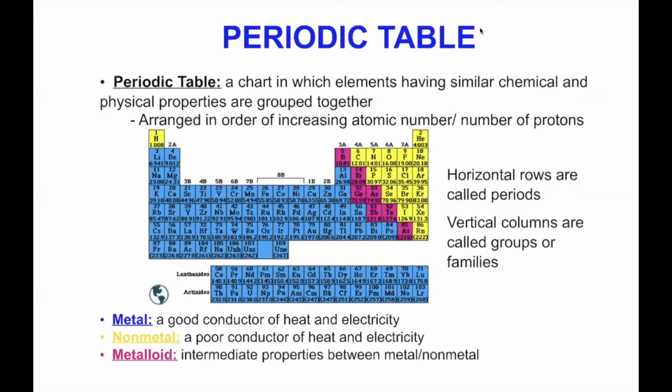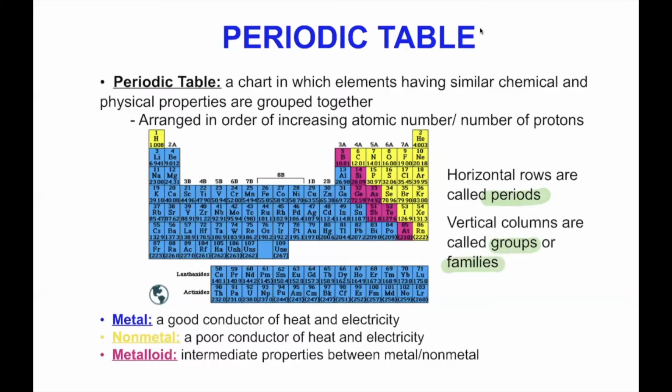Elements with very similar chemical and physical properties are grouped together, and they're arranged completely in order of increasing atomic number. Remember, the number of protons. So the very first element of the periodic table here has one proton and one electron when it's neutral. The second one, atomic number 2, helium, has 2 protons and 2 electrons. And you just keep walking through the periodic table in order by atomic number. The horizontal rows are called periods, and the vertical columns are called groups or families.